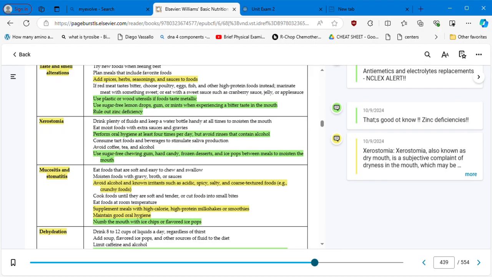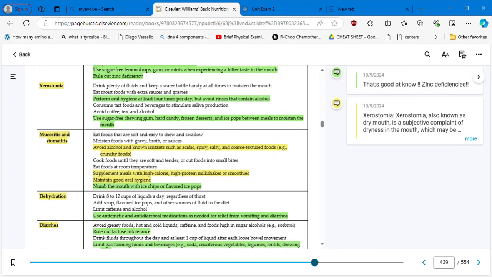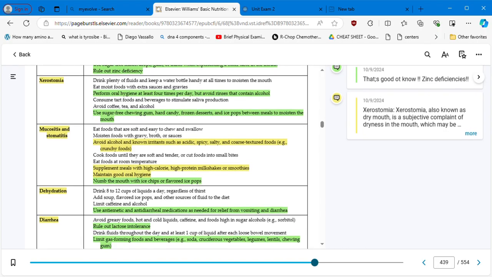Xerostomia. Perform oral hygiene at least 4 times per day, but avoid rinses that contain alcohol. That's helpful. Use sugar-free chewing gum, hard candy, frozen desserts, and ice pops between meals to moisten the mouth. Yes, sugar-free. Xerostomia. What is xerostomia? Dry mouth is a subjective complaint of dryness in the mouth, which may be associated with a change in the composition of saliva or reduced salivary flow or have no identifiable cause.